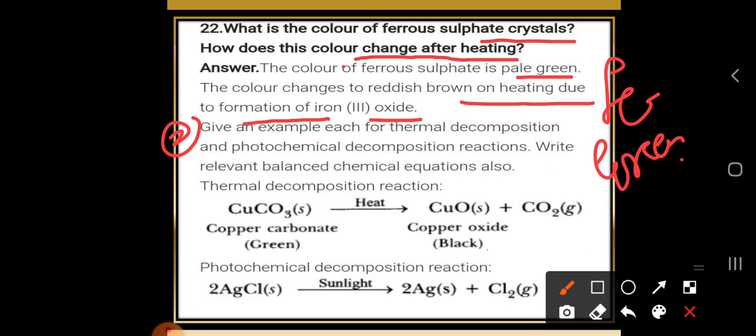So here what happens? If the ferrous sulfate crystals are heated, what color will you get here? It is going to change from green to brown. Okay, so this is an example of how the color is going to change. So you can observe here the change in color, that is a change in state.